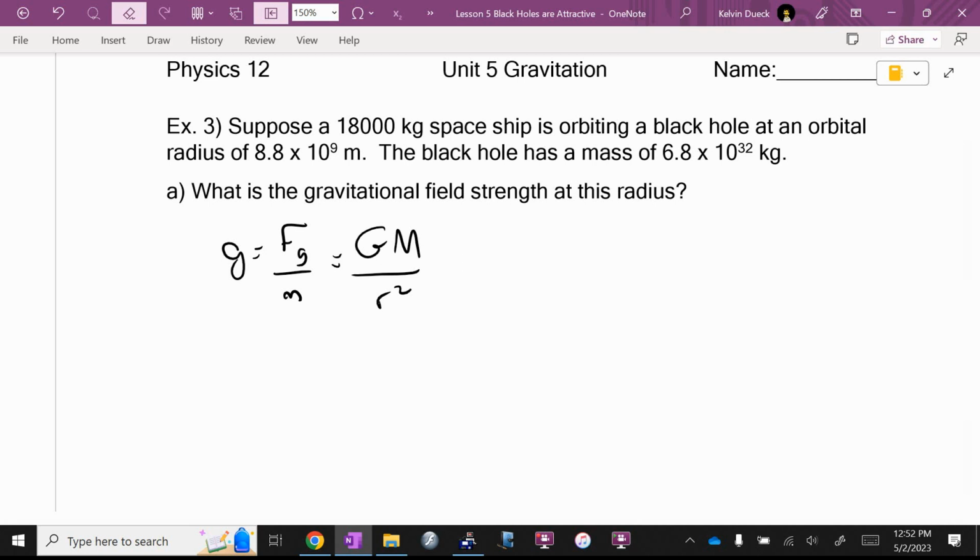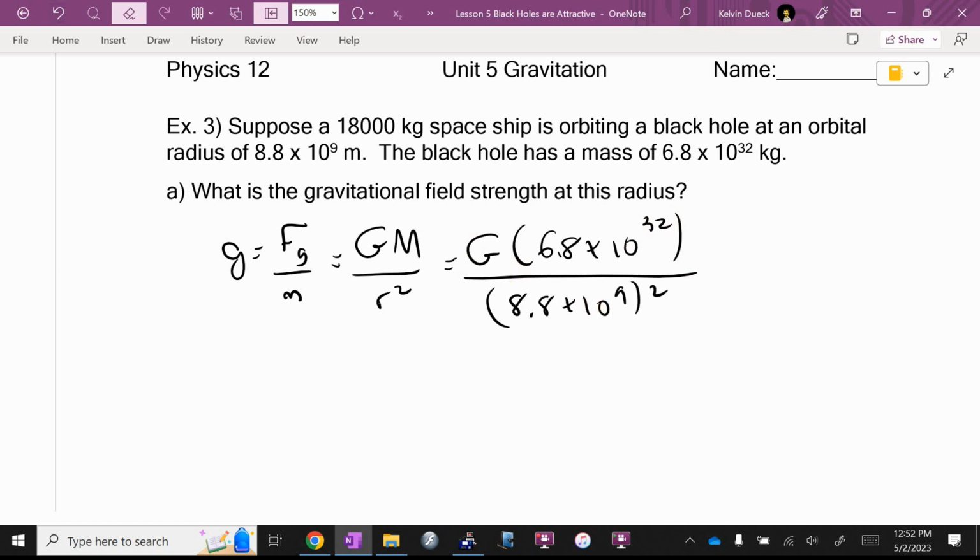We're near a black hole. I'm guessing it's going to be bigger than 9.8. Let's find out. I'm not going to bother writing big G. Mass, 6.8 times 10 to the 32 divided by 8.8 times 10 to the 9th. Don't forget the squared. Oh, I like this question. What's the gravitational field strength at this radius?